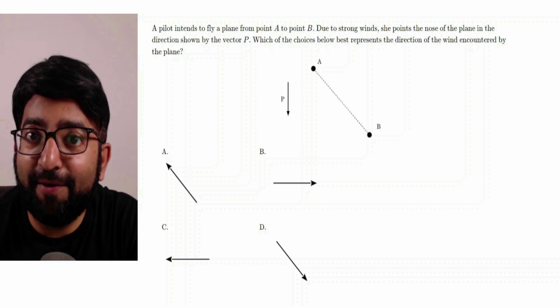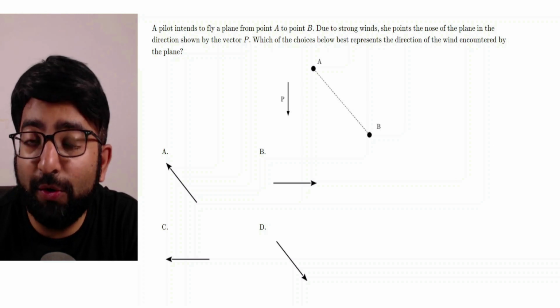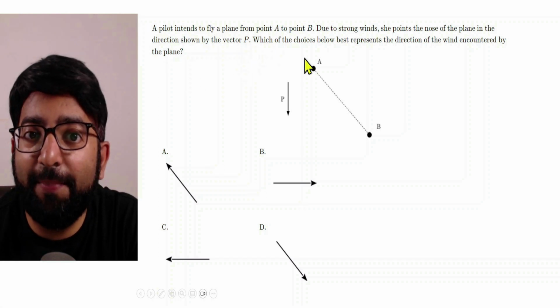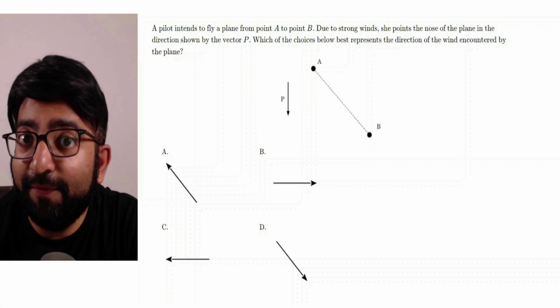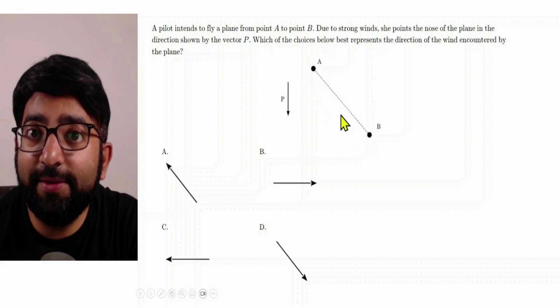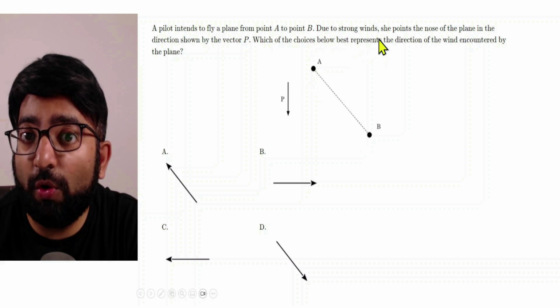Read this question very carefully. We will have to use the parallelogram law of vector addition to solve this. So here we have a pilot who is flying a plane from point A to point B. If there were no winds, then the plane would directly go from A to B. But in this case, the question has specified strong winds.